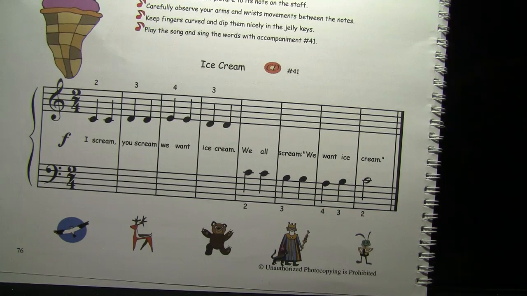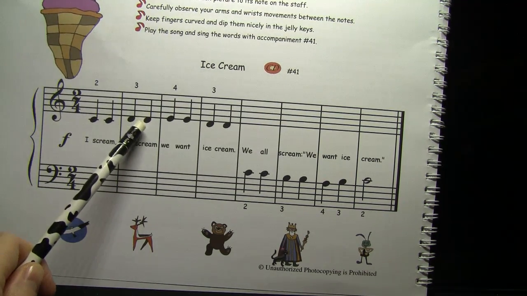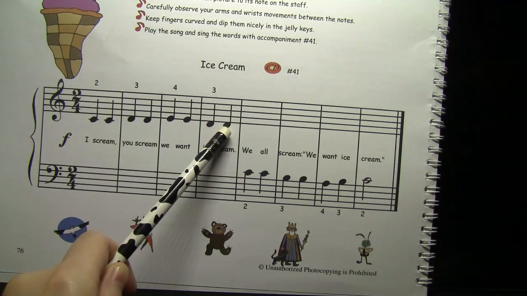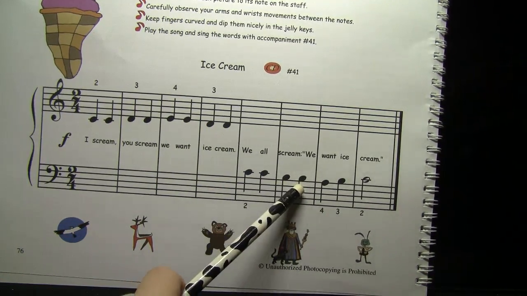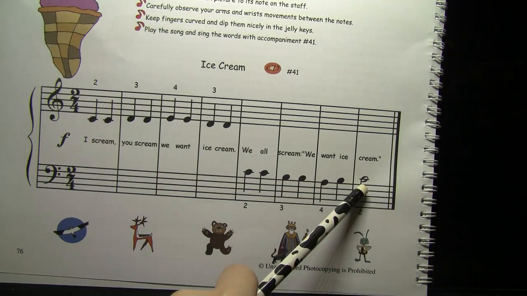Take a pencil, point to the note heads, and call their names. C, C, D, D, E, E, D, D, C, C, B, B, A, B, C.